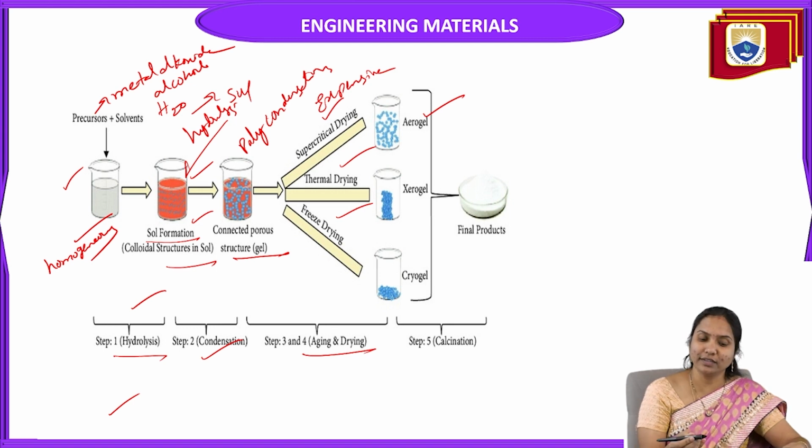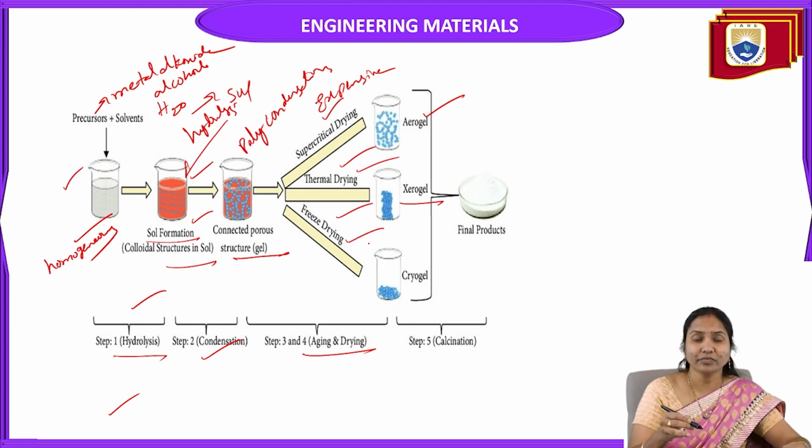Aerogel. Next, this gel undergoes thermal drying. The product is called xerogel. But in this case, we cannot get the exact size and shape of the nanoparticles, so that's why it is less preferred. The morphology is changed here, the particle size is changed. And the third one is freeze drying.